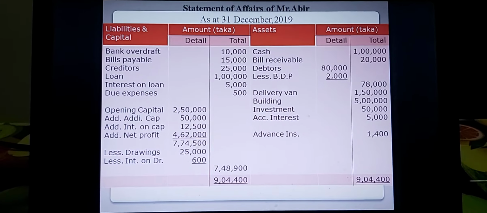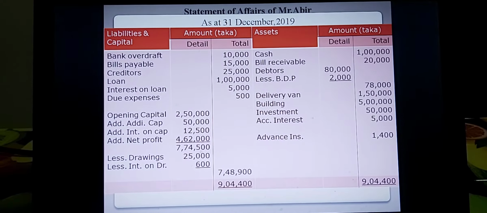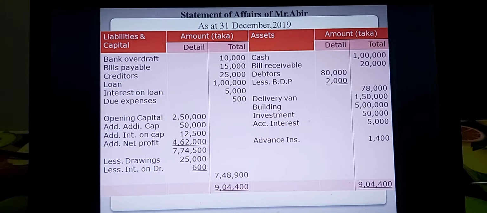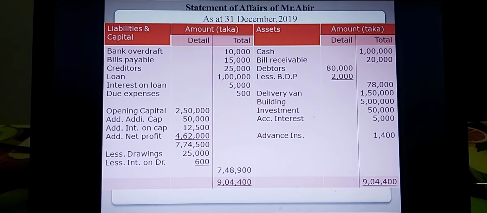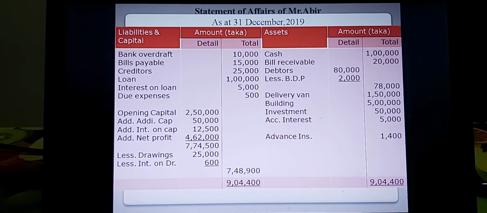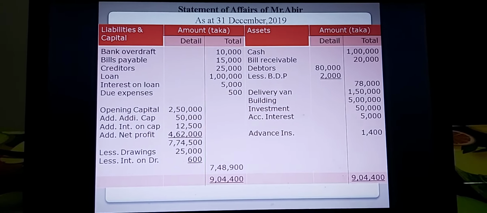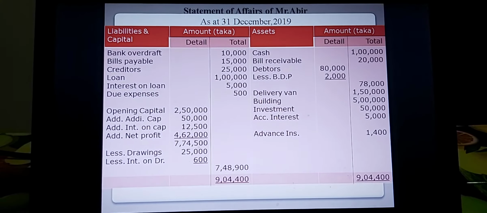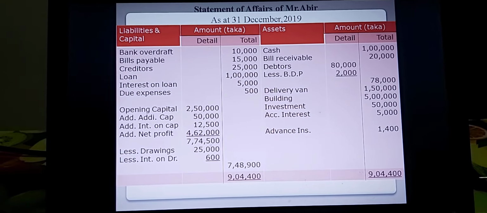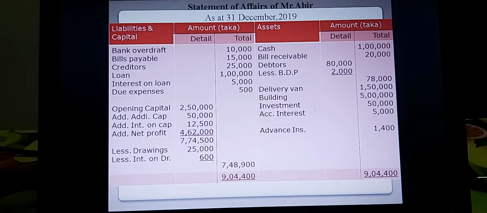On the right side, always write the closing assets, that is the assets on 31st December. First amount is cash from information, taka 1 lakh, bills receivable taka 20,000, debtors on 31st December taka 80,000. But in other information, one adjustment is available. Bad debt provision is to be charged on debtors at the rate of 2.5%. So this amount is to be deducted from the amount of 80,000. At this moment, net debtors amount is taka 78,000 in the outer column.